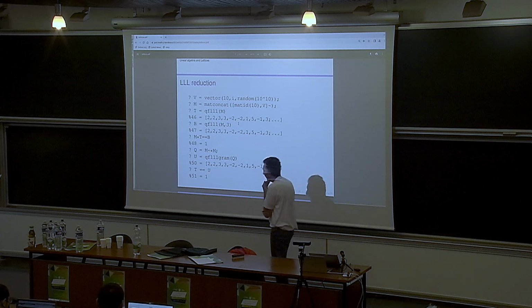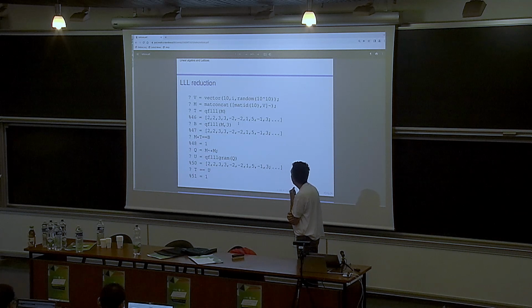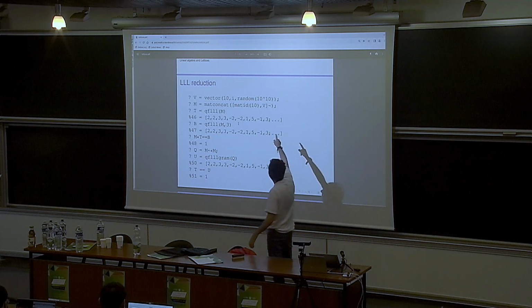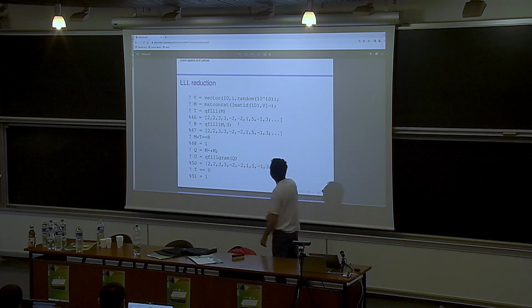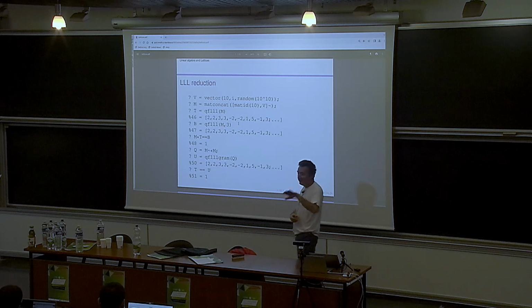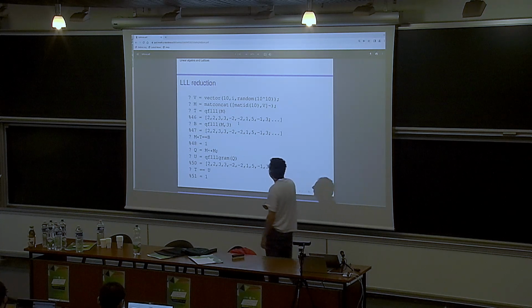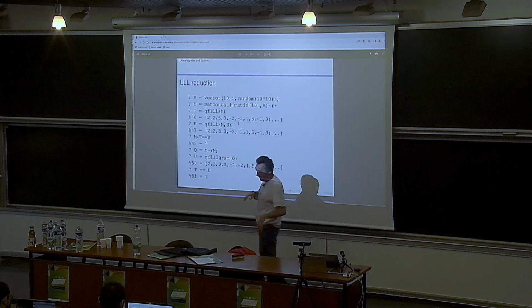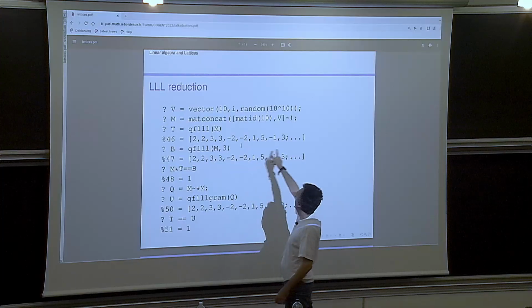So the first thing, when you have a lattice, you may want to do LLL reduction. Okay, so I can give an example. First, I build a lattice. This is a kind of knapsack lattice. It's mostly the identity, except that on some column, there is a very large coefficient. Okay, so you want to reduce it. So this is a lattice given by this basis. So you use qflll.